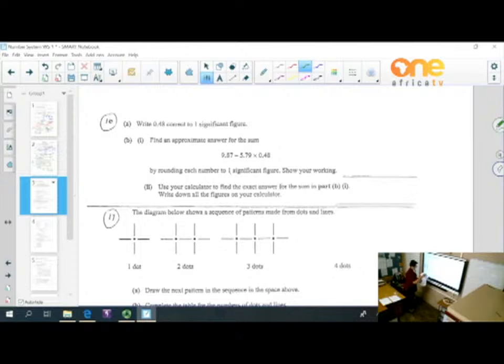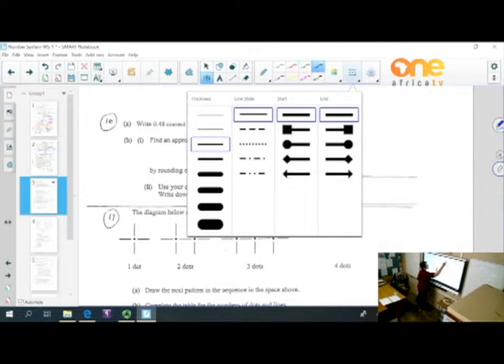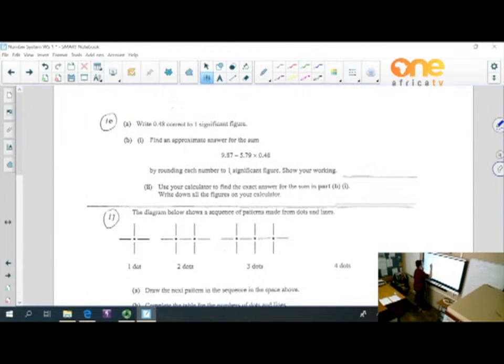Question 16. Write 0.48 correct to one significant figure. So here we are, there is one significant figure. You remember, you don't look at the 0. The first one must be a number, not 0. So will the 8 influence the 4? Yes. So it will be 0.5.